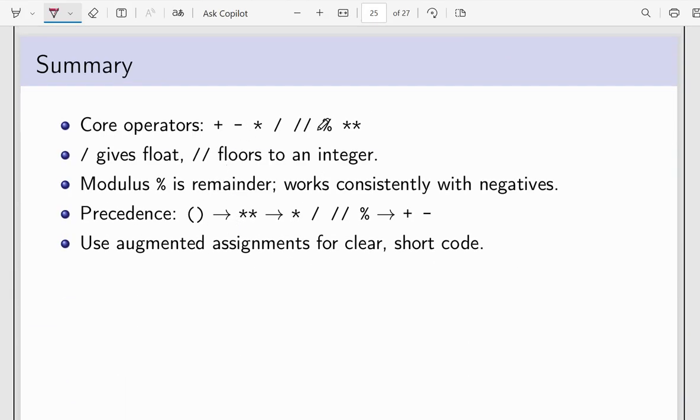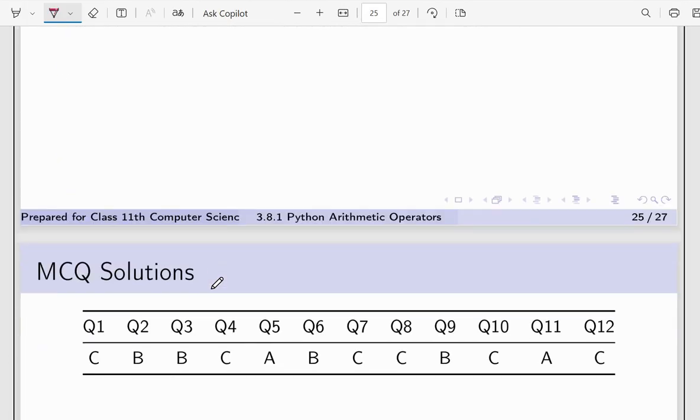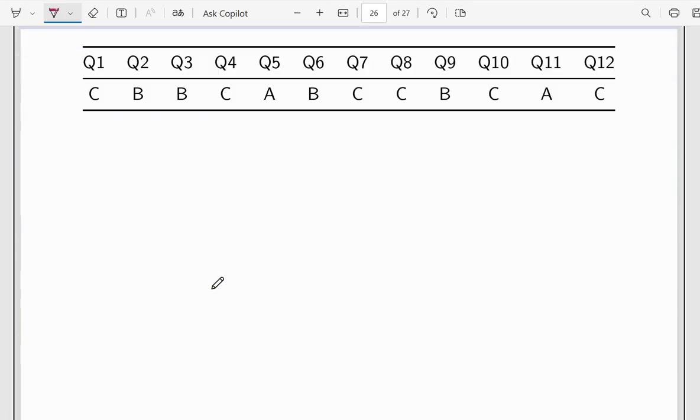Okay, this is the summary of the core operators. Slash gives a float, double slash gives a floored integer, and modulus gives a remainder, working consistently with negatives. For precedence, first you solve parentheses, then exponential, then multiplication and division, which go from left to right, and then plus and minus. Use augmented assignment for clear shortcode. Okay, these are the solutions.